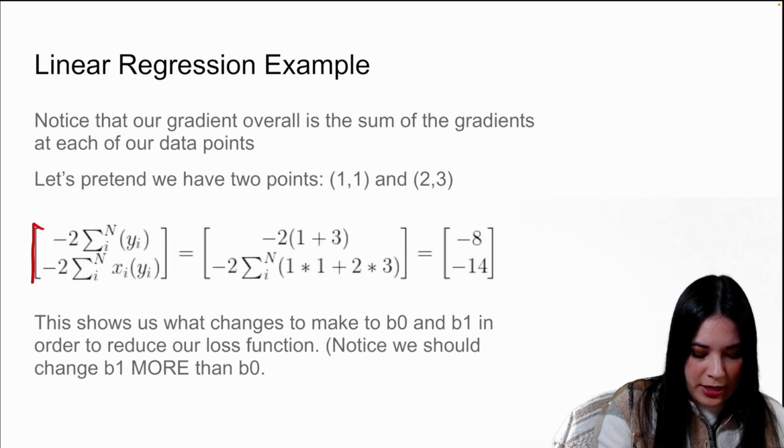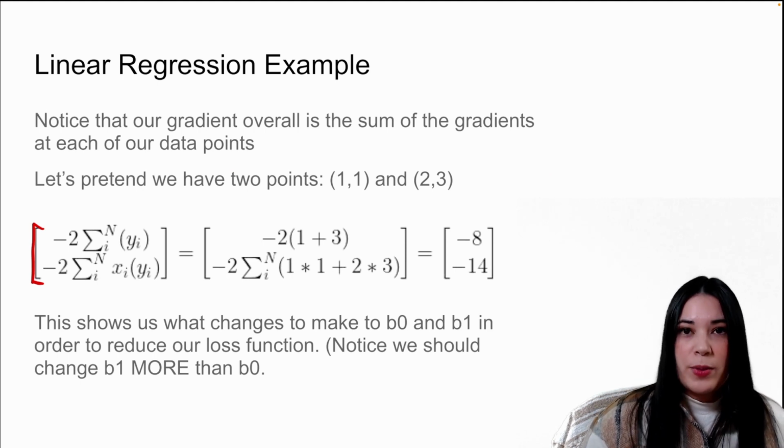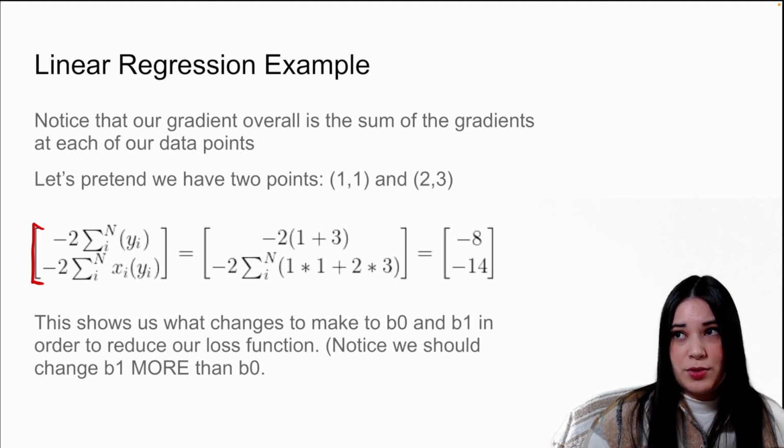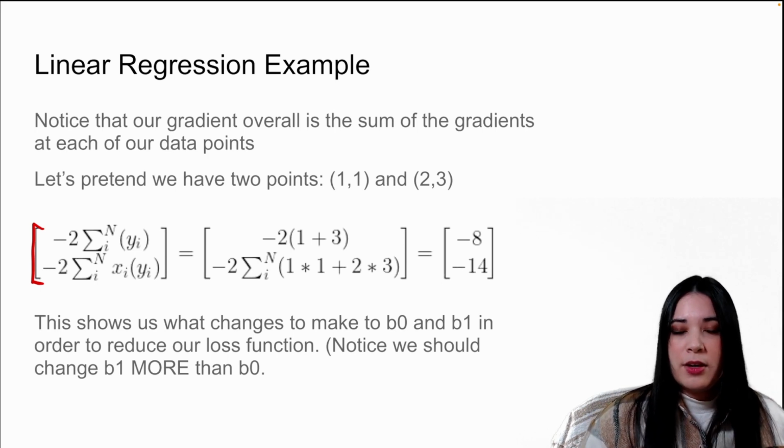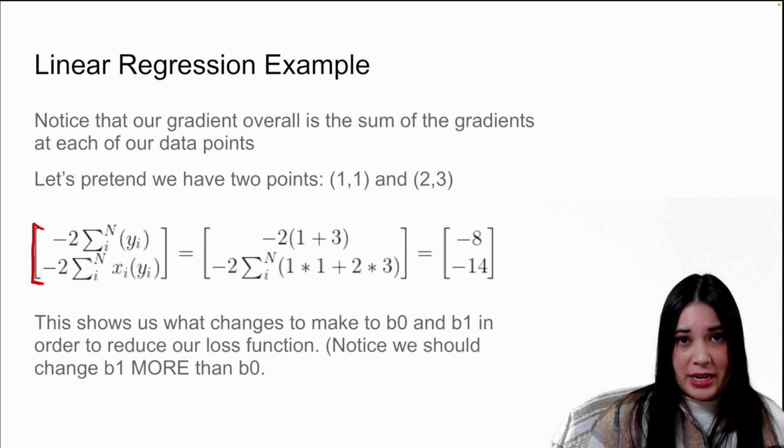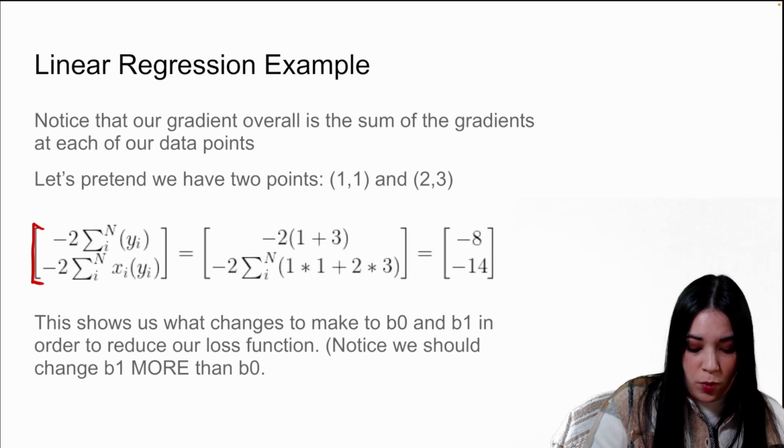So I've moved this gradient over here, but of course we need to plug in some data points to see what the actual loss values are to calculate our gradient. Here, because we're lazy, we're only going to have 2 data points. These are the data points 1, 1 and 2, 3. That means x is 1 and y is 1, x is 2 and y is 3.